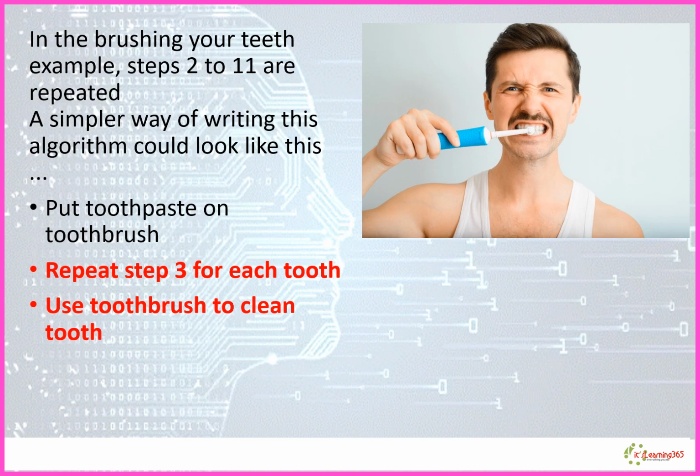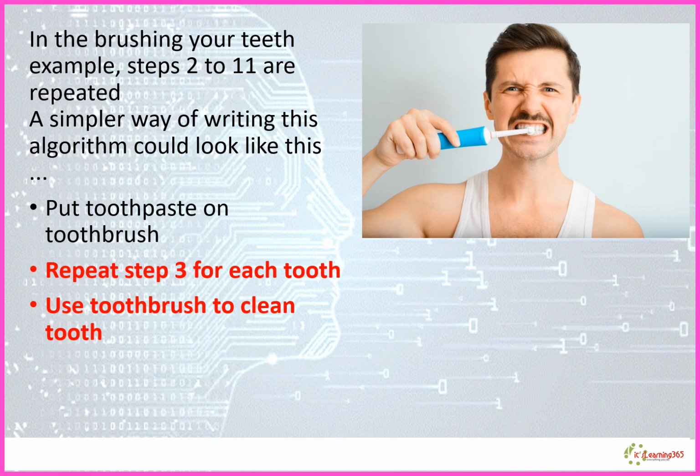So in our brushing our teeth example, our instructions actually started to get a little bit complicated. I showed you on the screen a repeated step of brushing a tooth up until you'd done 10 teeth. An average adult has 32 teeth, so we would need to repeat that step 32 times. Now I don't want to write that instruction out 32 times. There must be a simpler way of doing it.